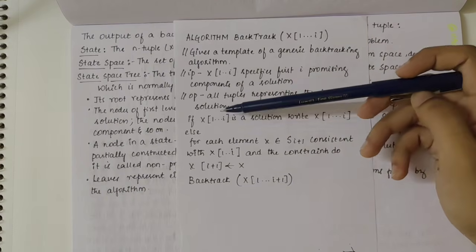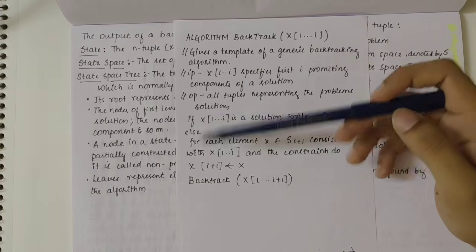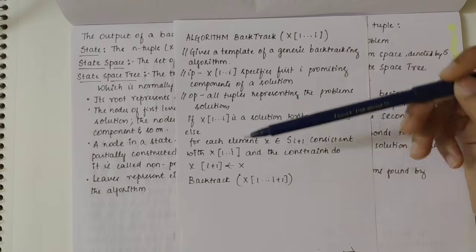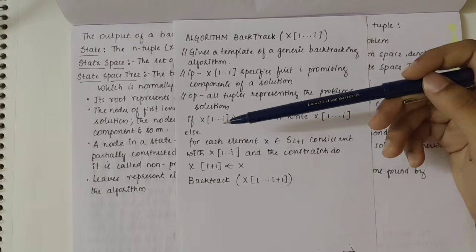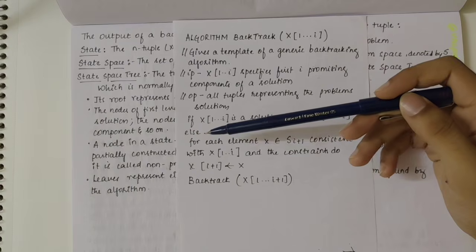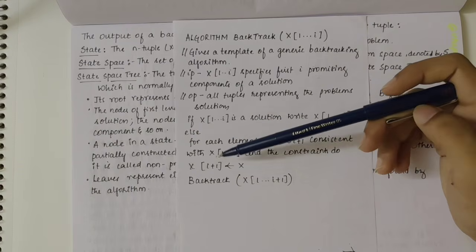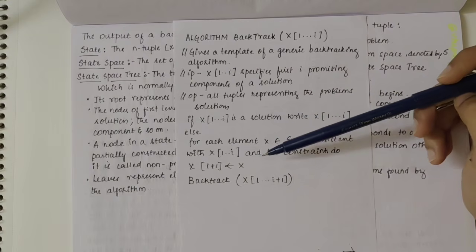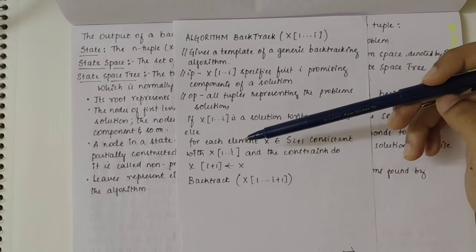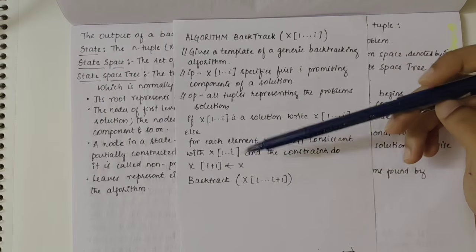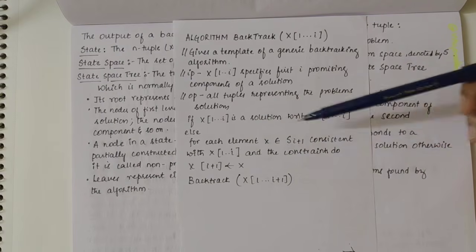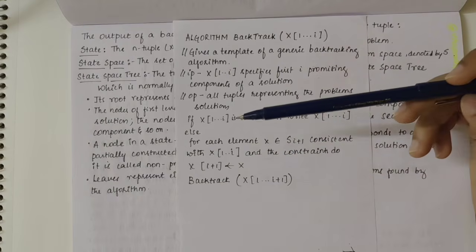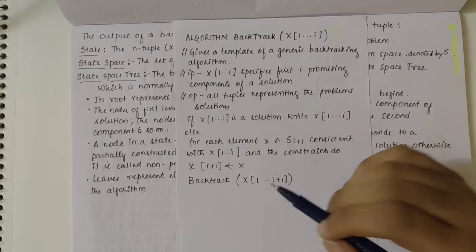If x of 1 to i is a solution, this statement refers that we are performing a condition check. If the partial solution forms a complete solution to the problem, then we return it as a complete solution. We write the solution. Else, we look into the for part. For each element x belonging to S of i plus 1, consistent with x of 1 to i and the constraints, that is, for each candidate we are checking if the set S of i plus 1 contains potential candidates for the next component of the solution. If this condition is true, the element x is considered only if it is consistent with the current partial solution x of 1 to i. So that's what it means.